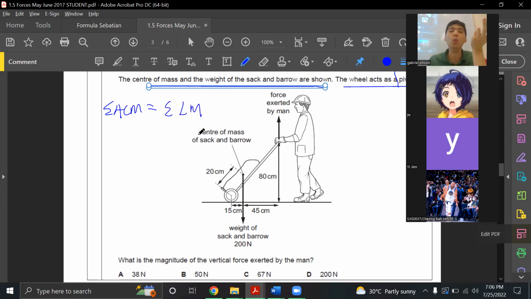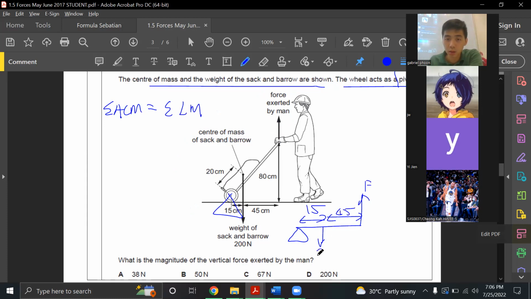So which one is the anti-clockwise moment? Yes, it's going to be here. Why? Because if this was the pivot, this will be the force that causes it to spin. If I simplify this diagram into a much easier way to see it, it will look something like this, guys. Nice. This will be the simplified diagram of this question.